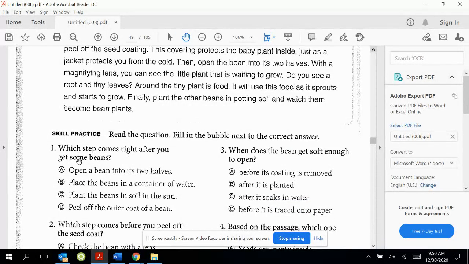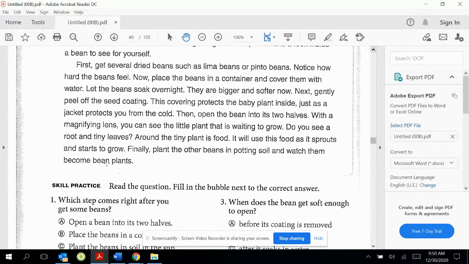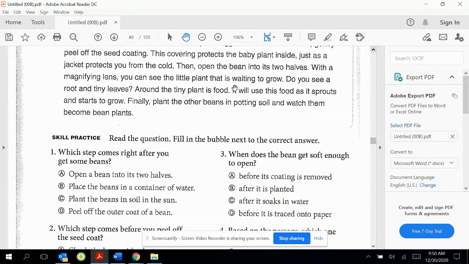Which step comes right after you get some beans? Okay, so we have to look back at all our steps. So here is getting some beans, right? So what's the next step? Now, that would be the next step.